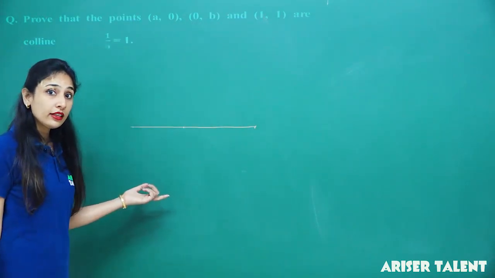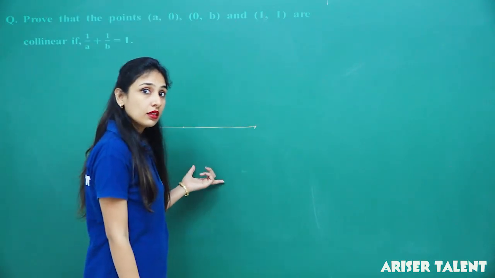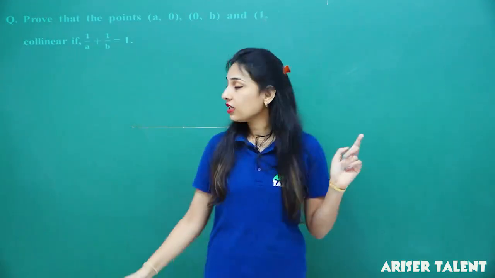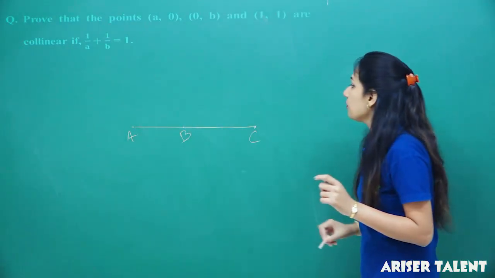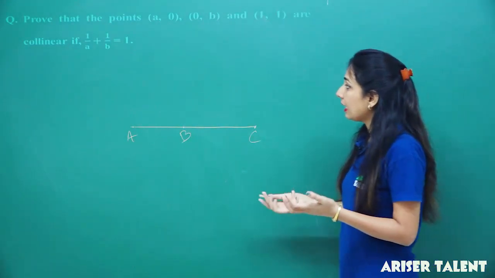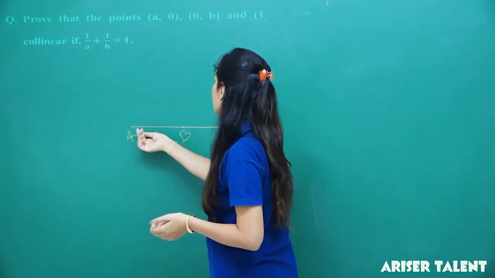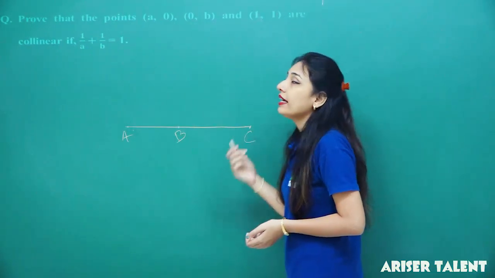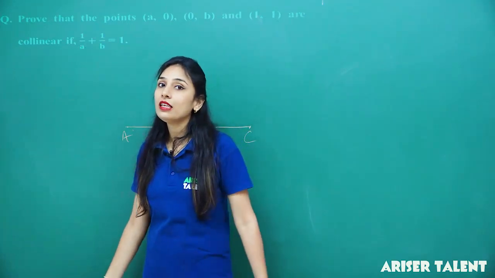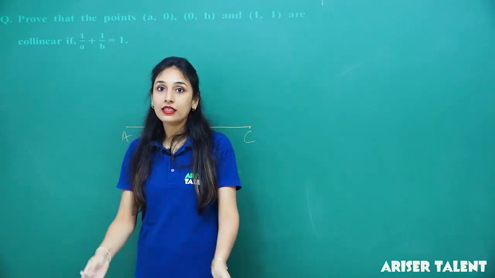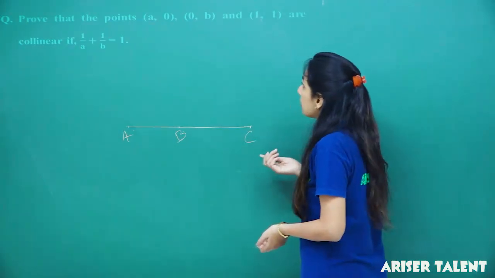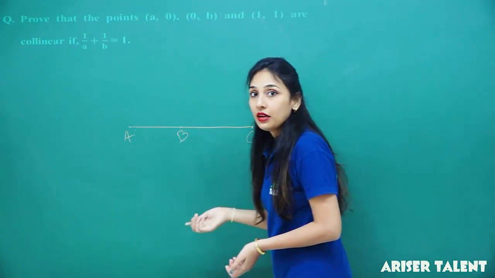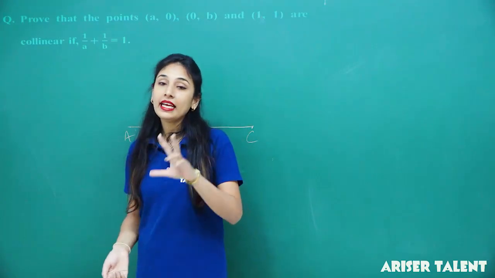So what is the area enclosed by these 3 lines? If I tell you that this is A and this is B and this is some point C, tell me what is the area enclosed by the lines AB, BC and AC? You will say nothing, ma'am, it's 0. So if it's 0, that means we have that area formula and that will be 0.